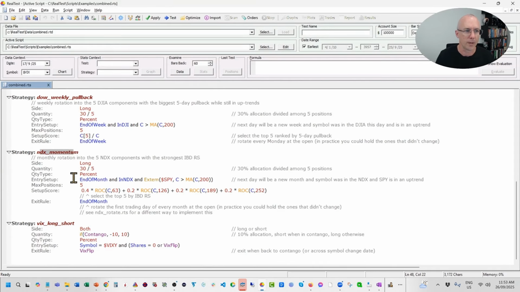So I'll just give you a quick overview here. Again, this is Marston's example script of how to pull together these strategies. So we've got an asset class switching strategy. We've got a Dow Jones weekly pullback strategy. We've got a NASDAQ rotational momentum strategy, and we have a VIX long short strategy.